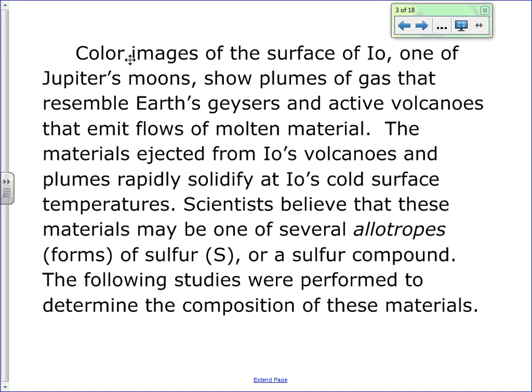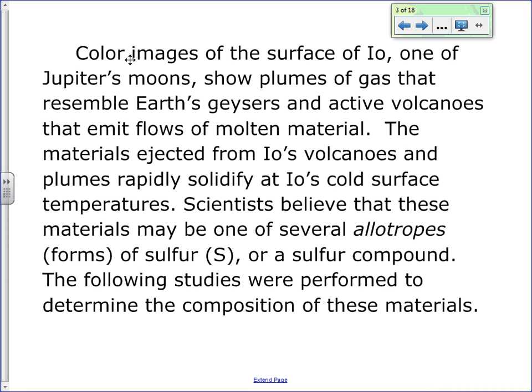Other images of the surface of Io, one of Jupiter's moons, show plumes of gas that resemble Earth's geysers and active volcanoes that expose molten material. The material descended from Io's volcano plumes that produce solidify at Io's cold surface fissures. Scientists believe that these materials may be one of several allotropes of sulfur or sulfur compounds. The following studies were performed to determine the composition of these materials.